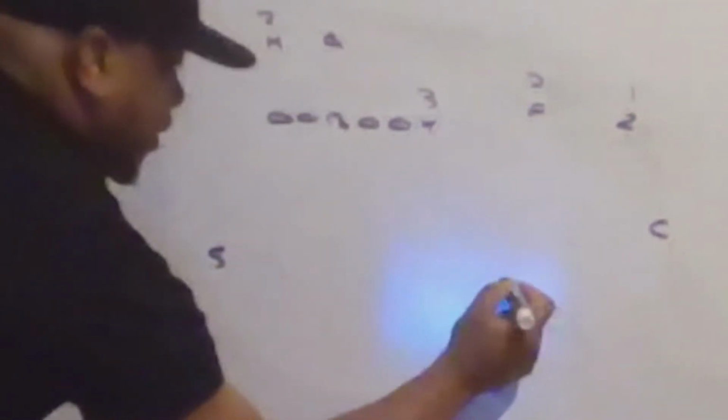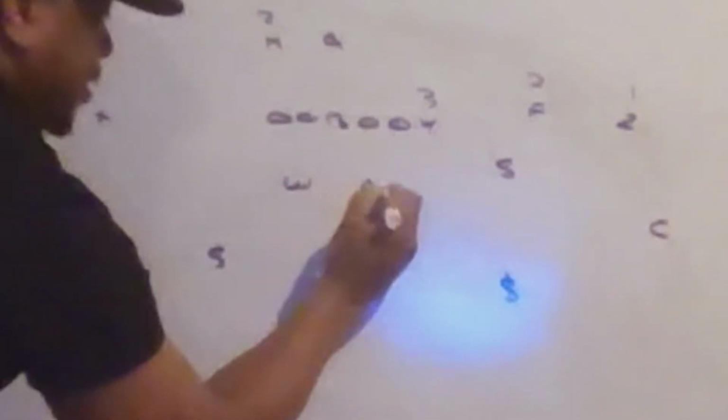Okay, let me make this actually from the safety standpoint. I'm not going to give them names right now. We can do that later, guys. There's going to be two safeties right now. Okay, we're going to have a star, or a Sam, or a nickel. And we're going to have our linebacker set here.